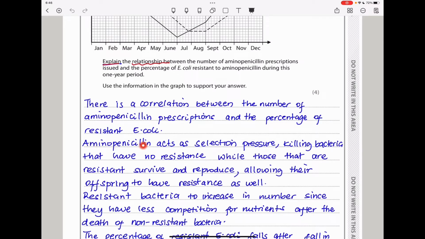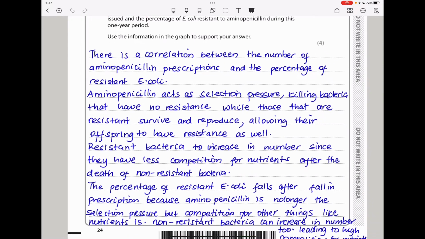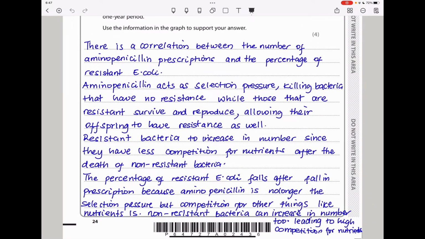So I said aminopenicillin acts as a selection pressure, killing bacteria that have no resistance, while those that are resistant survive and reproduce, allowing their offsprings to be resistant or to have resistance as well. So the resistant bacteria, then they will be increasing. So they will increase in number since they have less competition for nutrients after the death of the non-resistant bacteria.